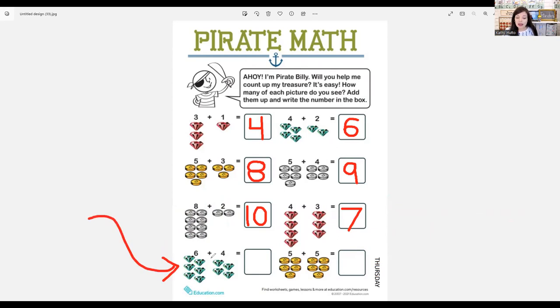We're almost done. We have two more. What is 6 plus 4? 1, 2, 3, 4, 5, 6, 7, 8, 9, 10. 6 plus 4 equals 10. That's a 1 and a 0. 1, 0 is 10.